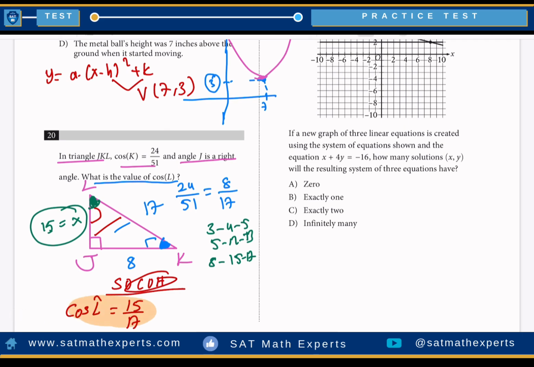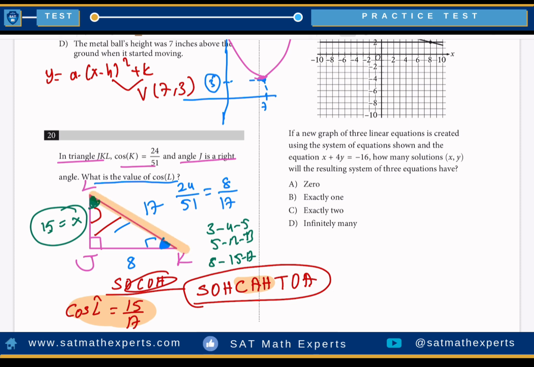If you are confused, you can Google it for cosine and sine. You can see the formulas: sine is opposite over hypotenuse, cosine is adjacent over hypotenuse, and tangent is opposite over adjacent. This is the formula. So we are interested in the middle one, cosine, adjacent over hypotenuse. So this is the hypotenuse, 17.